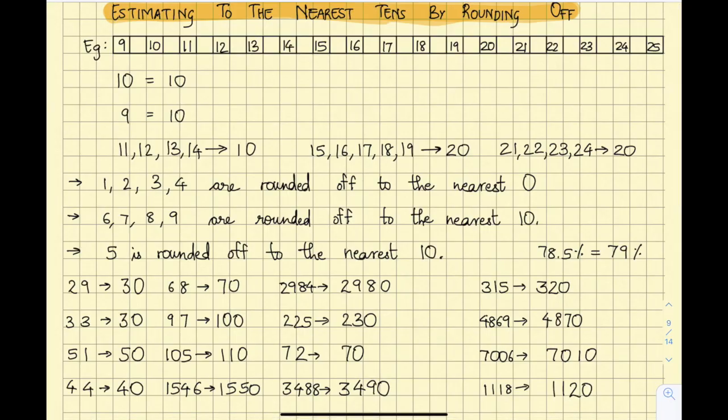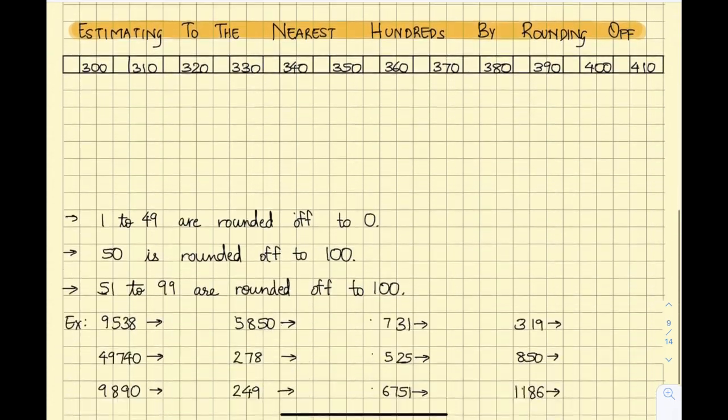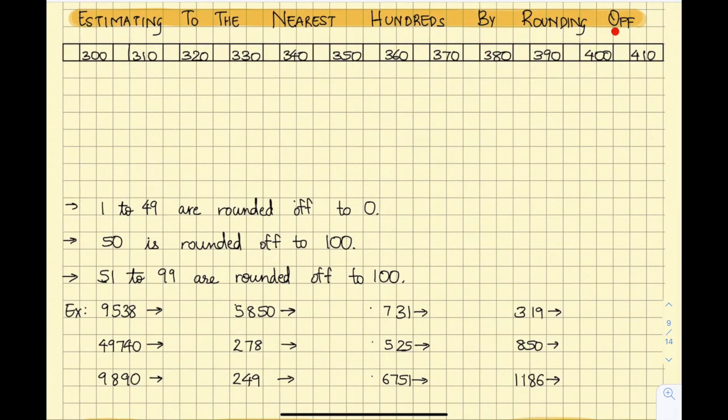Hello everyone. Today we are going to see estimating to the nearest hundreds by rounding. Here you can see a set of numbers starting from 300 at intervals of 10: 310, 320, 330, 340 and so on till 410. Now let us see certain numbers, for example 310, 320, 330 and 340.